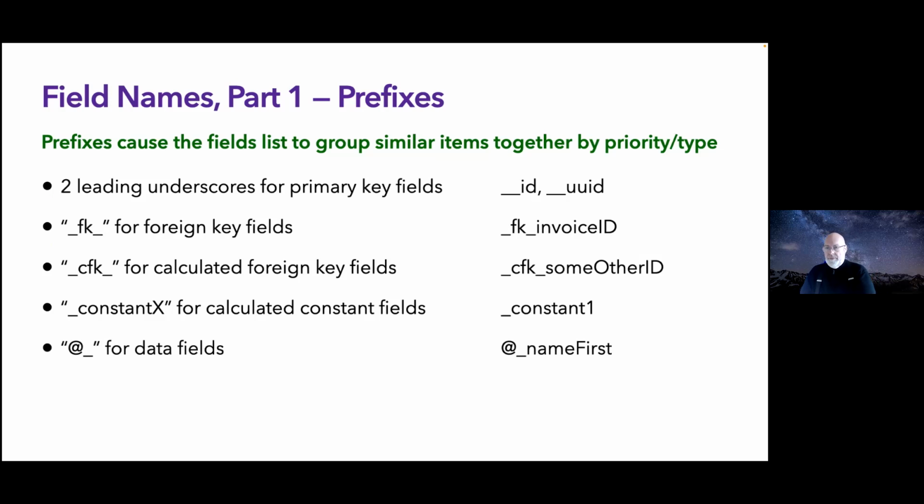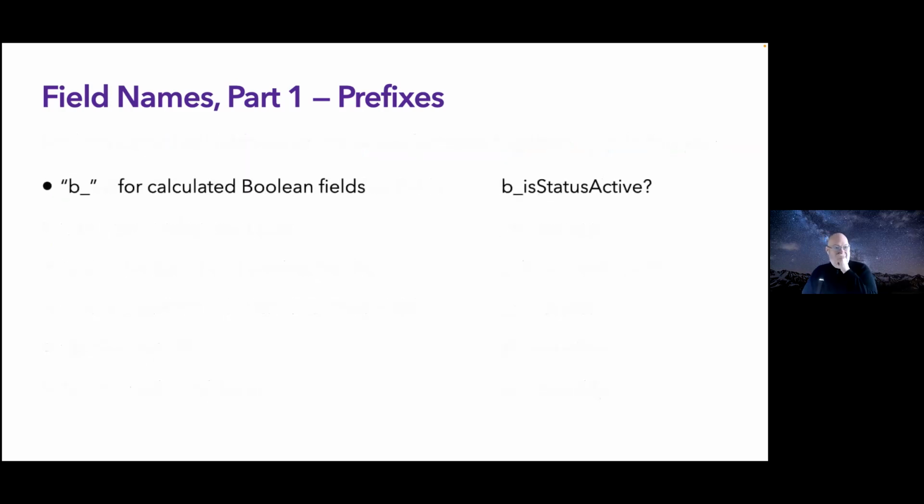@ for data fields. And then A_ for audit trail fields, whether it's created by, updated by, whatever, any kind of audit trail field that you feel you need to do, it would be an A_. Then B_, which could also be a CB_, is a calculated Boolean field. So I have a field that is going to return a true or a false. It's going to have a B_ in front of it.